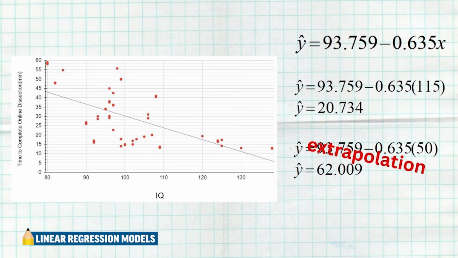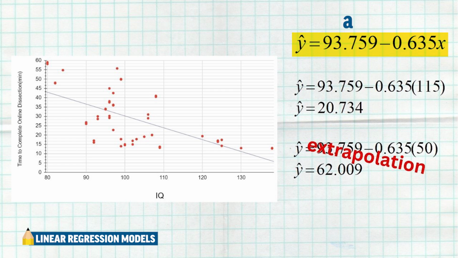Here's a specific example of a linear regression model. First, we see the scatter plot looking at the IQs of students and how long it took them to complete that online dissection. And we see our linear regression model, aka the line of best fit, going through the data. Now, first, here is the actual specific equation for our linear regression model. Now, we see our y-intercept. That is going to be the 93.759.